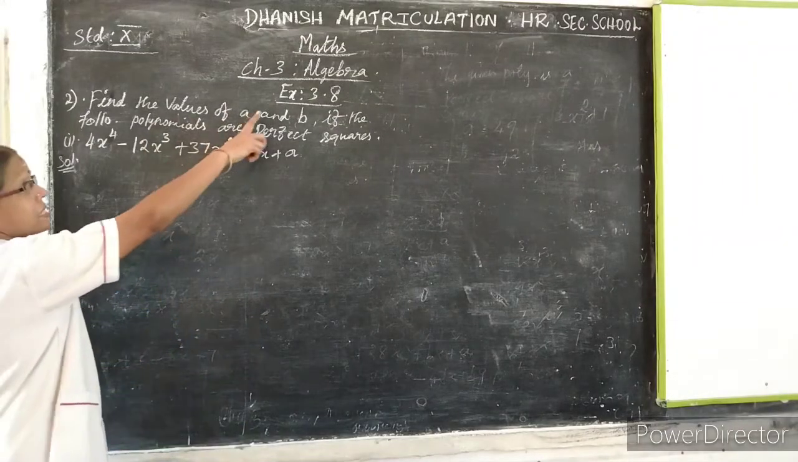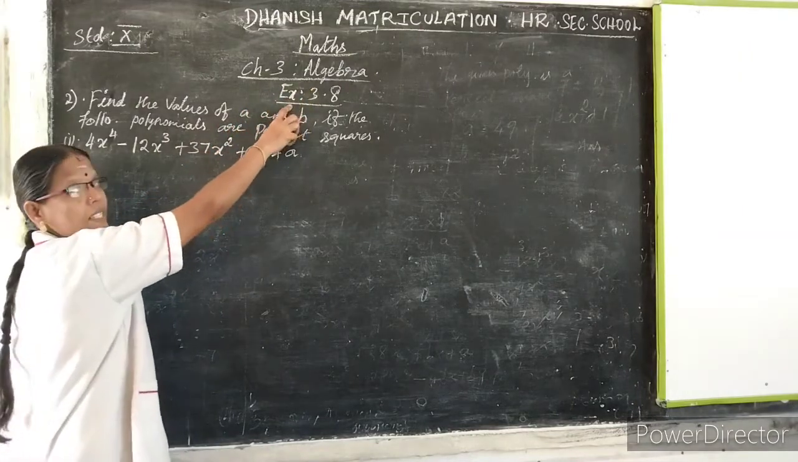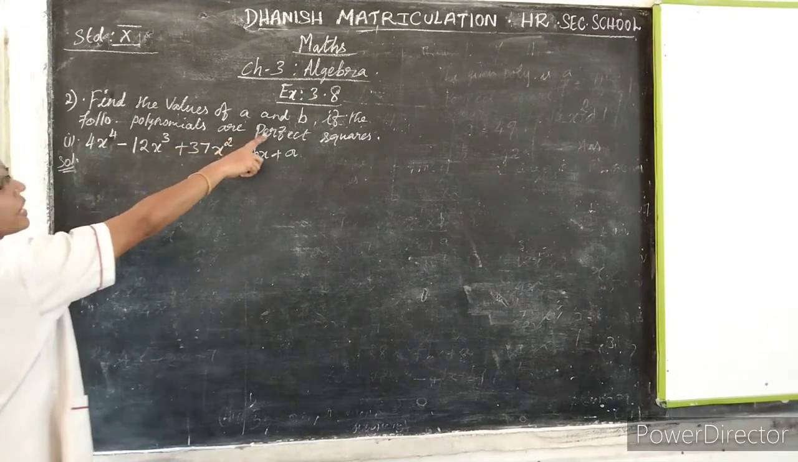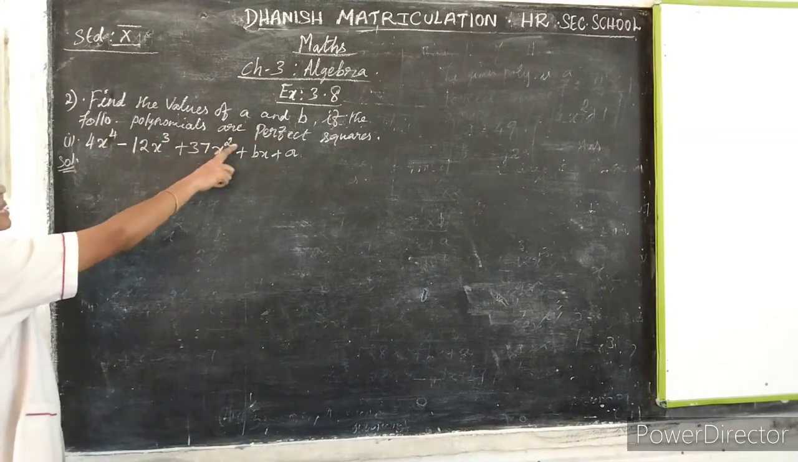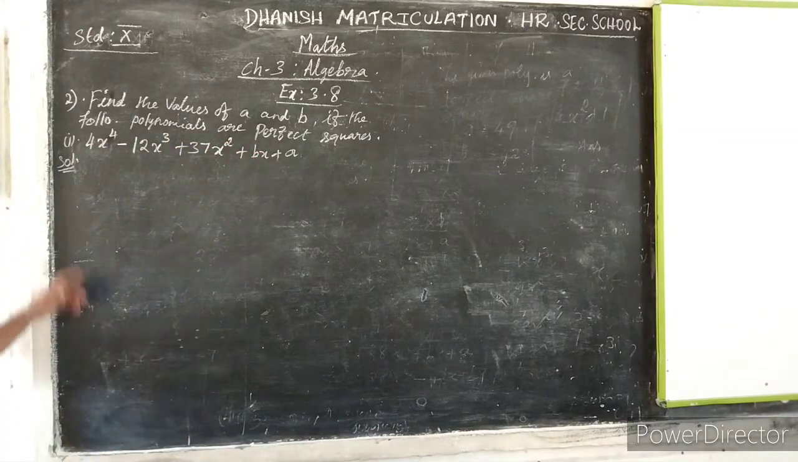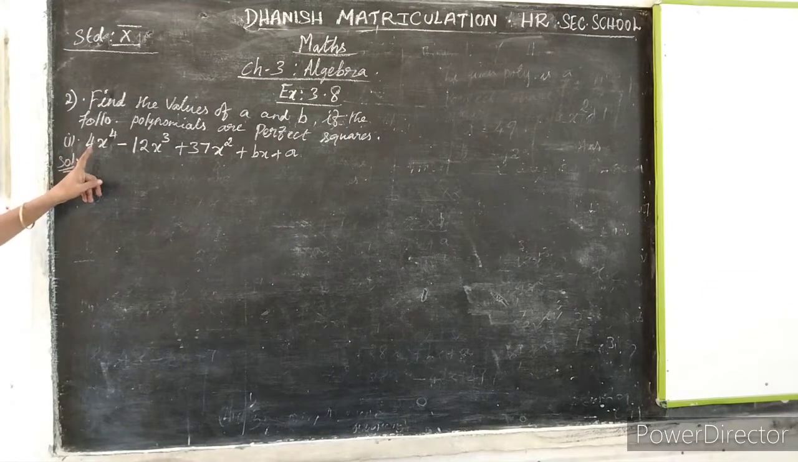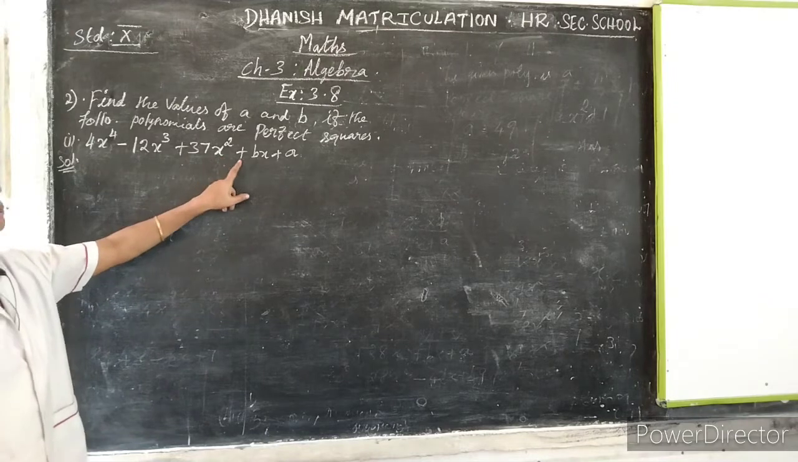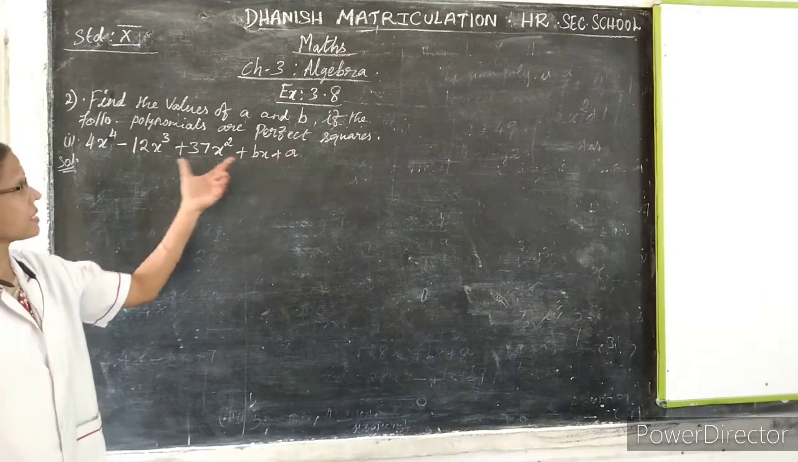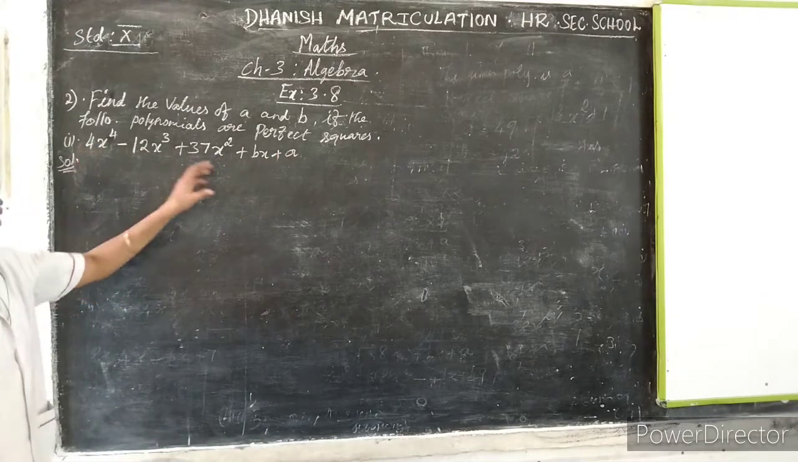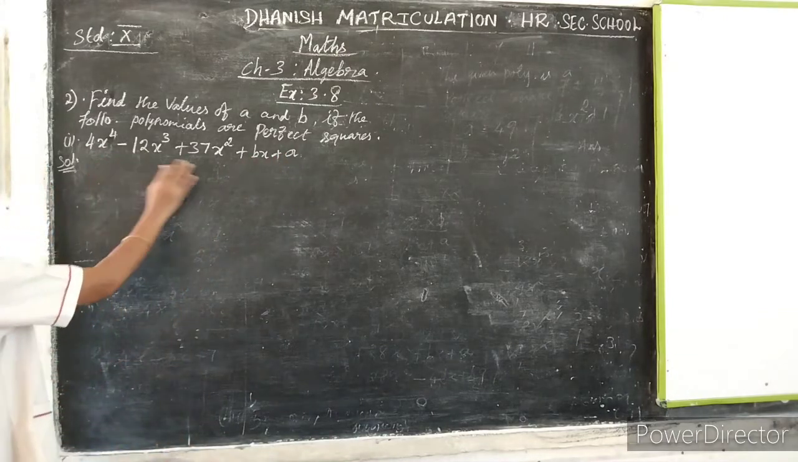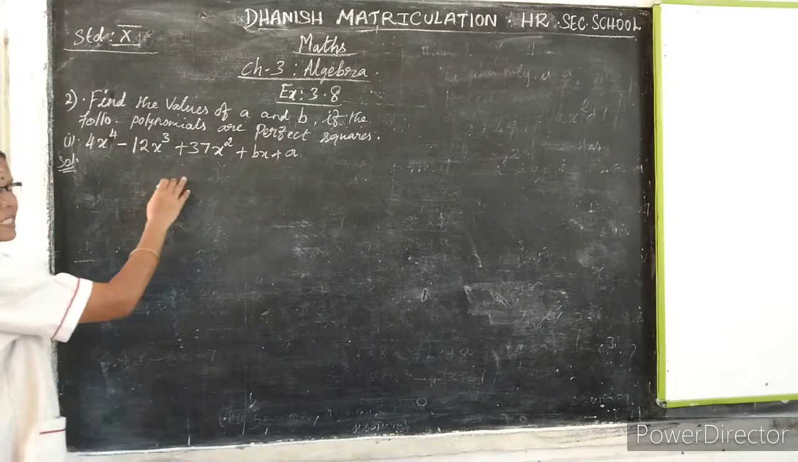This is 10th Maths, Chapter 3, Algebra, Exercise 3.8, Question number 2. Find the values of a and b if the following polynomials are perfect squares. First subdivision: 4x^4 - 12x^3 + 37x^2 + bx + a. This is the given polynomial. Here two unknowns a and b are there. The given polynomial is a perfect square, that is given.